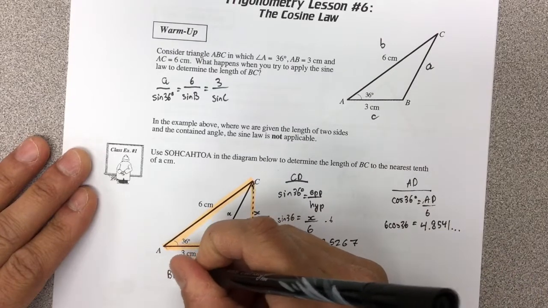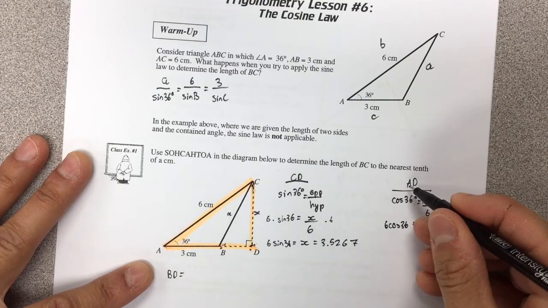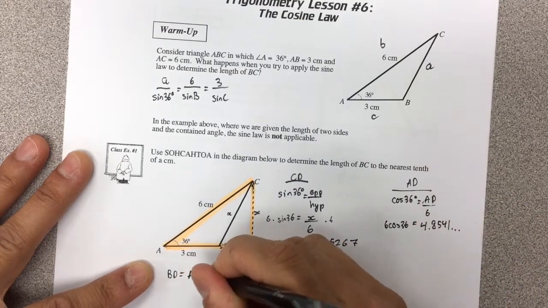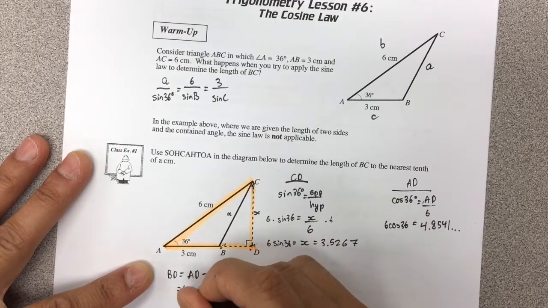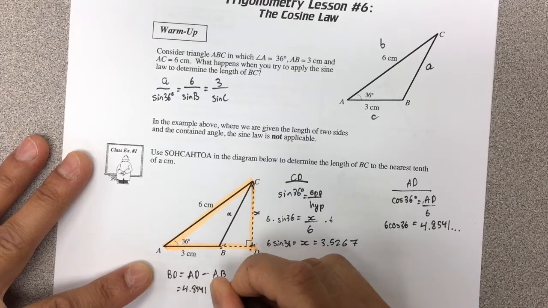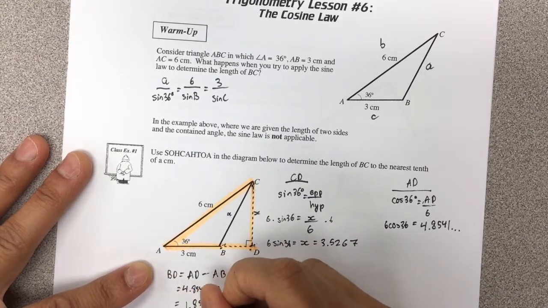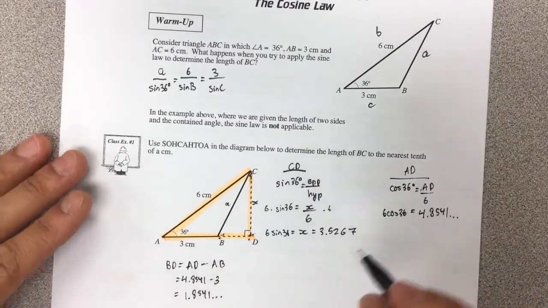So length BD, so from here to here, is equal to AD, which is my 4.85, minus AB, which is 3. And we get an answer of 1.8541 with a few decimal places left over.